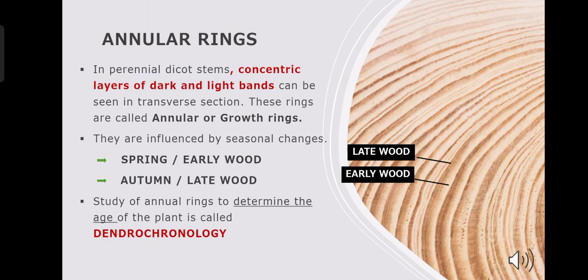For example, the spring or early wood formed during the spring season is lighter in color because the vessels have a wider lumen during this formation, whereas in the autumn wood or late wood, the rings appear darker in color due to the presence of lumens that are shorter in the vessels. And the study of the annular rings and determining the age of the plant using these annular rings is called dendrochronology.